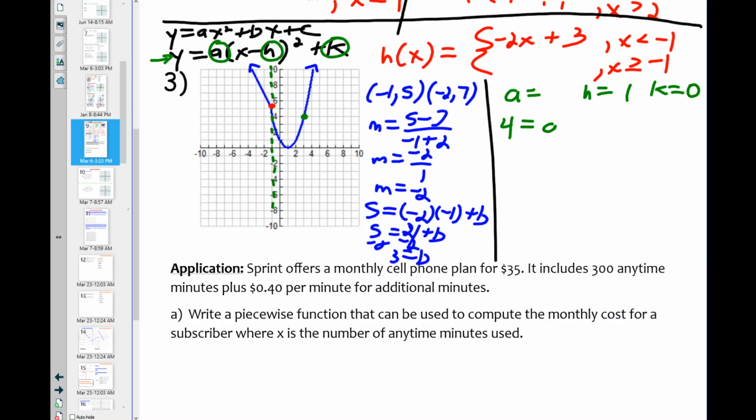Then the A is what I'm looking for. The X was 3. H was 1. Squared plus K, which is 0, so we don't need it. 3 minus 1 is 2. 2 squared is 4, so 4 equals 4A. Once you divide by 4, now I know that A is 1.